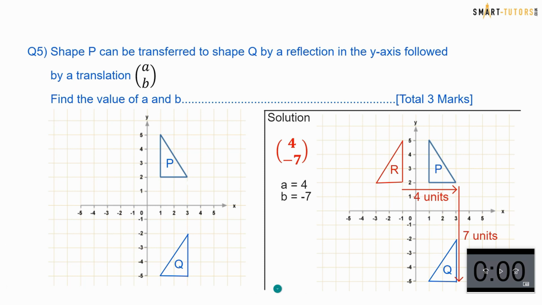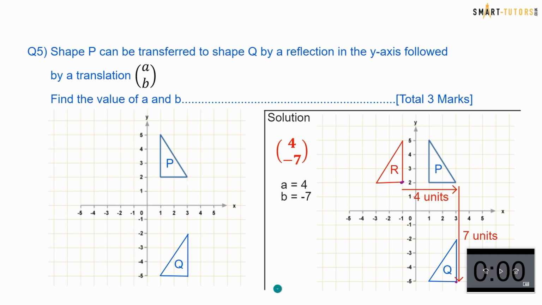So first of all, Q can be obtained by a reflection in the y-axis. First of all, you need to reflect the shape P on the y-axis, which is the red colored triangle I drew with the R. When you are reflecting, the y-axis is going to be your mirror line, and you reflect one space and one space. Now have a look at this point here. This point is going to be matched with this point.